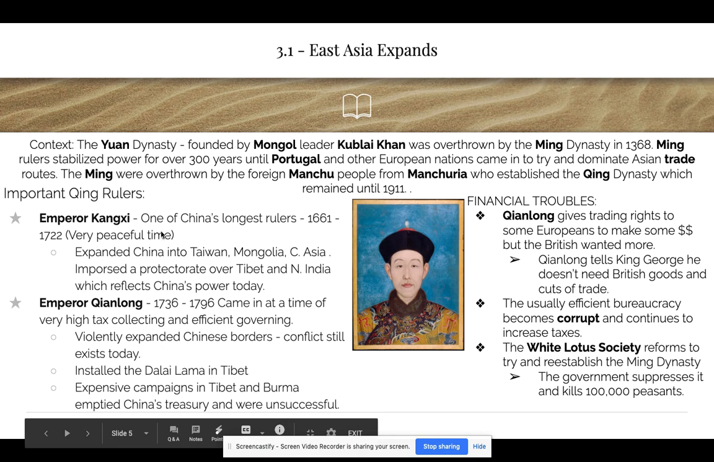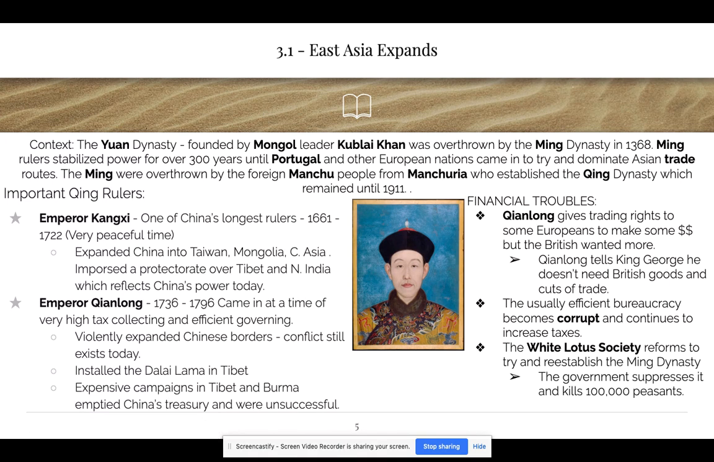So we see Kangxi expands the empire in a very peaceful way, really increases the influence of China, and then Qianlong comes in, tries to continue that expansion, spends a lot of money, and puts China into some financial troubles. So China is starting to close itself off from trade at this time, and we'll talk more about that later. But he does give trading rights to some Europeans because he knew that there were certain things Europe had that China needed. He didn't want to trade frivolous stuff, but he felt like trade had to exist in some capacity. But Britain was not happy about this.